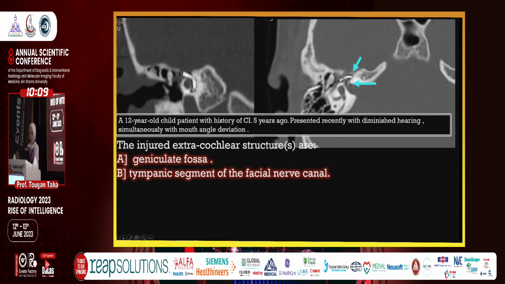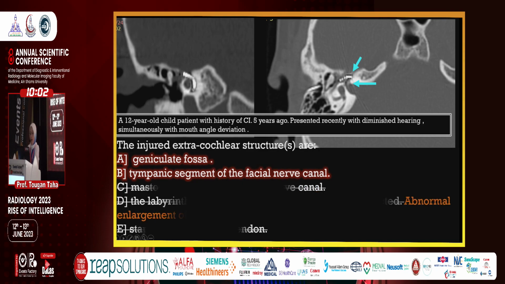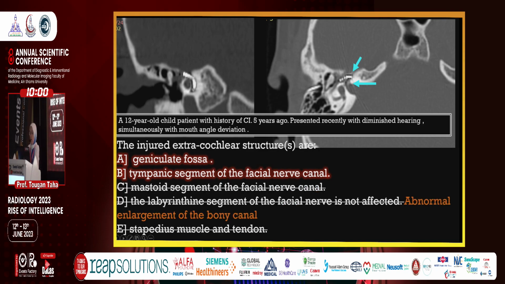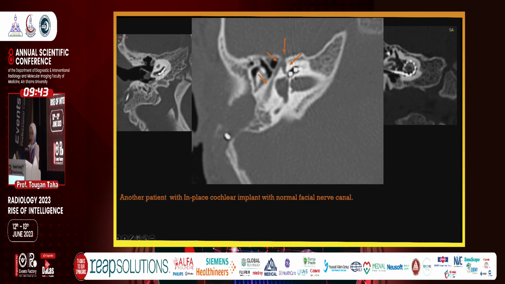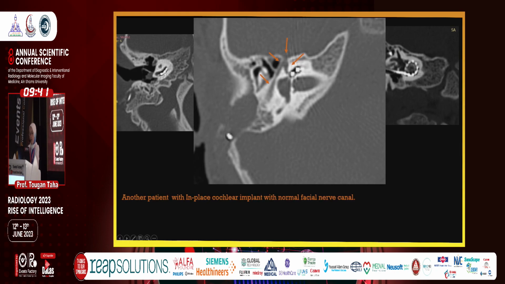The correct answers are the geniculate fossa and the tympanic segments of the facial nerve canals are injured. I want to comment about why the labyrinthine segment of the facial nerve is affected, because I see its abnormal widening of the bony canal and I think it is a chronic neuropathic hypertrophy. This is another patient with in-place cochlear implant with normal facial nerve canal.